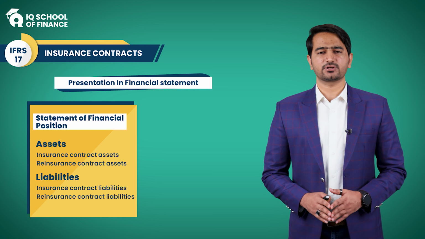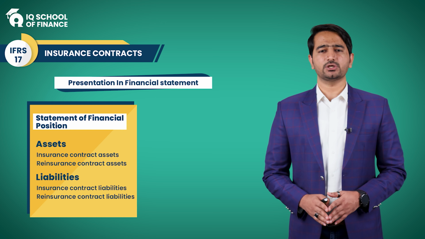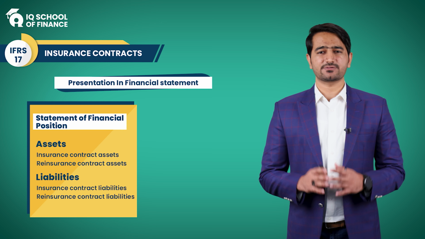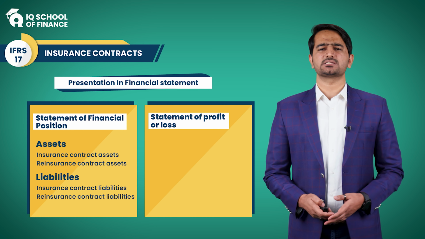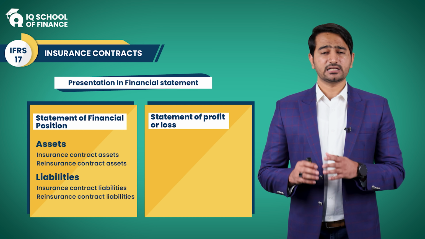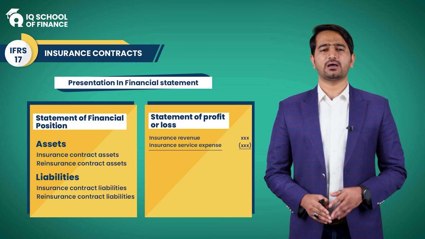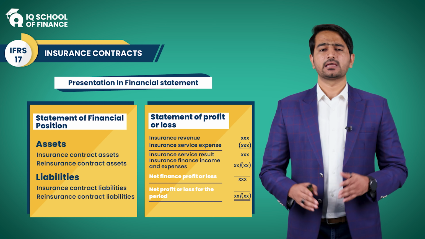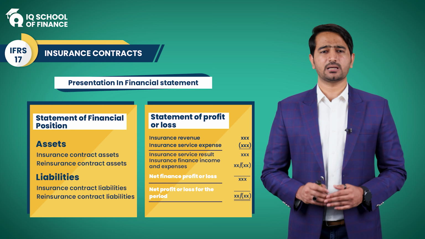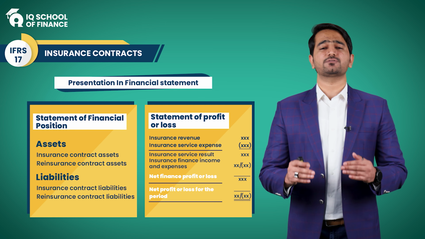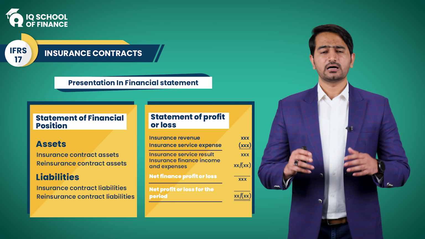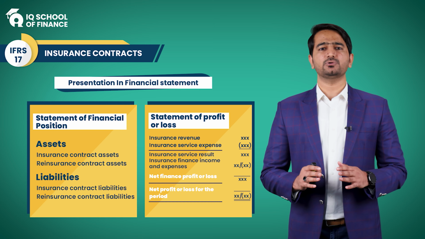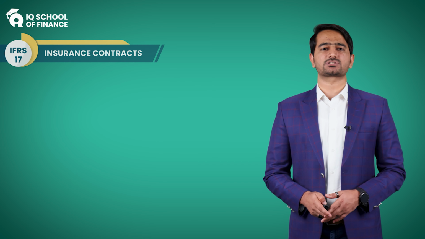In the statement of profit and loss, you must present insurance revenue, essentially premiums with some adjustments, and the insurance service expense such as claims and changes in fulfillment cash flows. The difference between the insurance service revenue and the service expense gives you the insurance service result. Then you address the insurance finance income and expenses, including the effect of changes in the time value of money. IFRS 17 simplifies the profit and loss presentation with just a few line items and requires extensive disclosure.